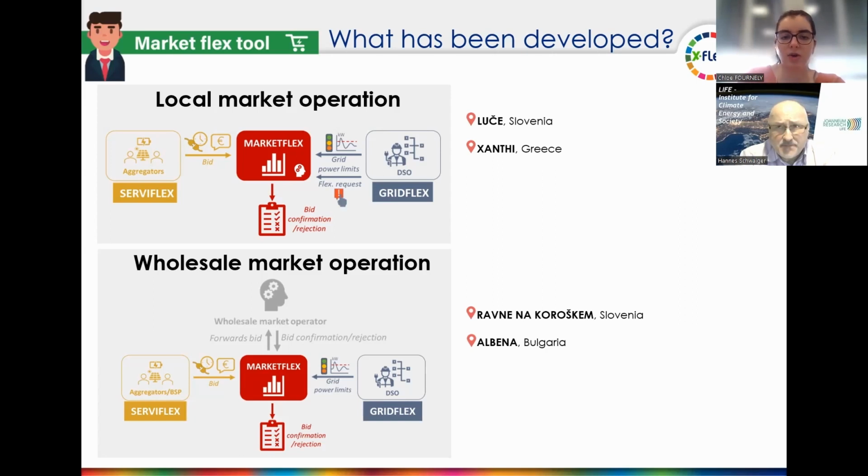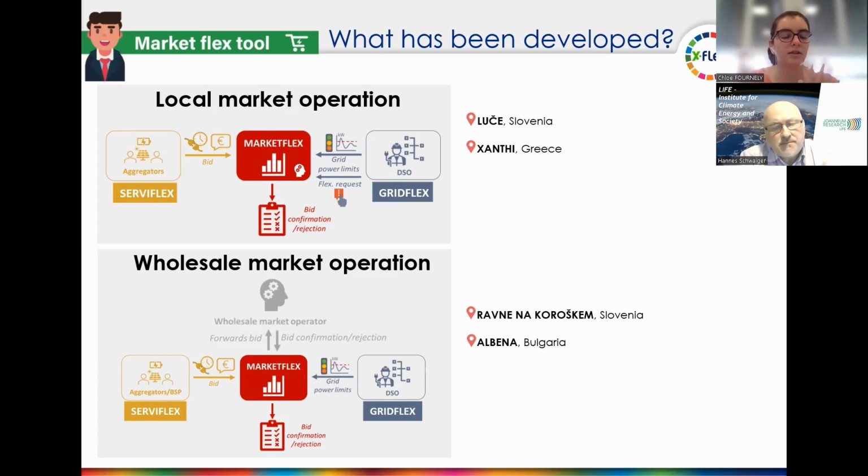So we still have this flow of GridFlex sending the grid power limits to MARKETFLEX, ServiFlex sending their bids for the wholesale markets. And then MARKETFLEX just does a check between the bid proposition and the grid power limits and does a pre-selection. If this would put the grid under pressure, then the bid from the ServiFlex would not be forwarded to the wholesale market operator. If it does not endanger the grid, it is forwarded.